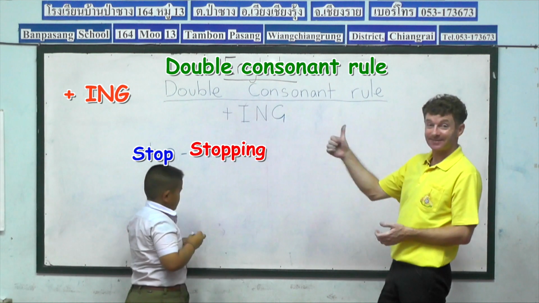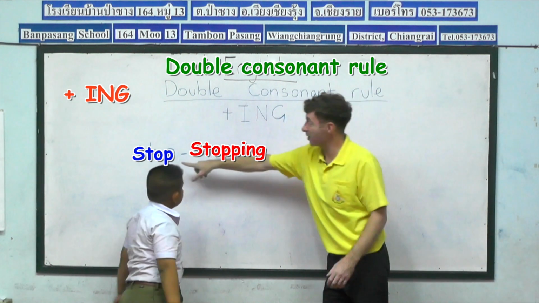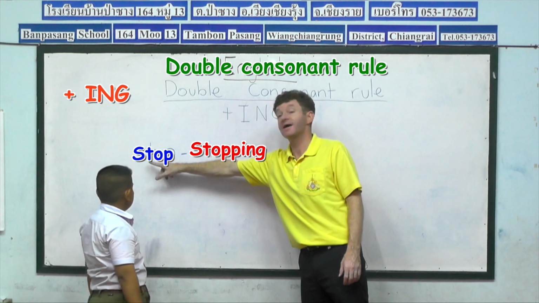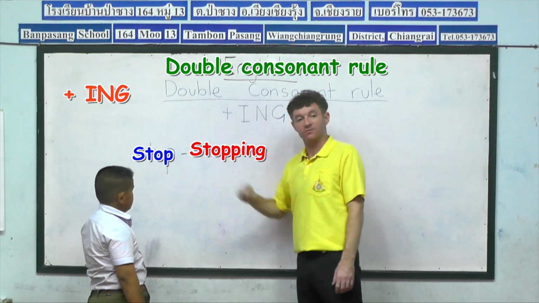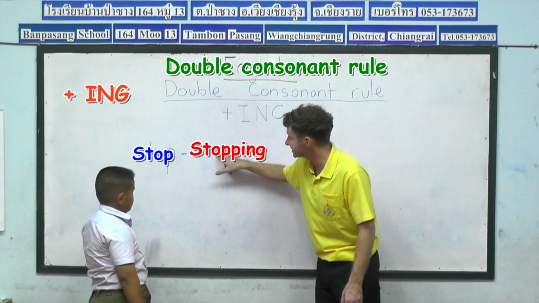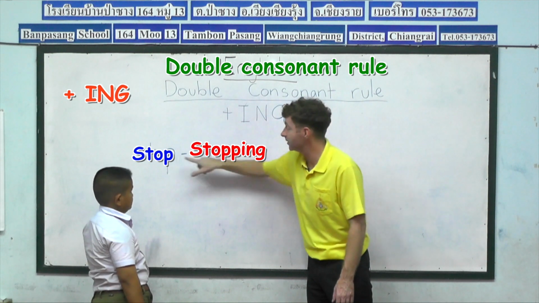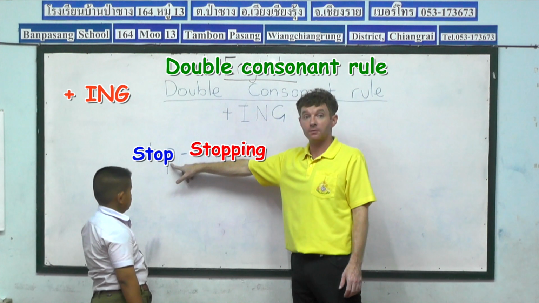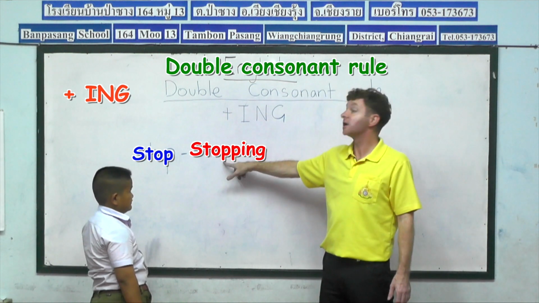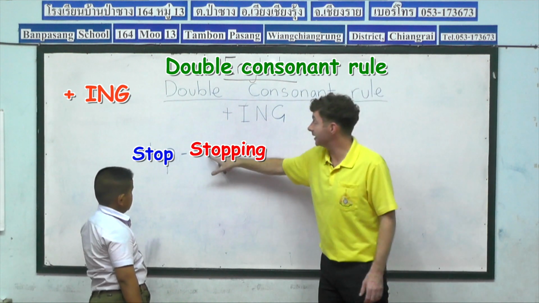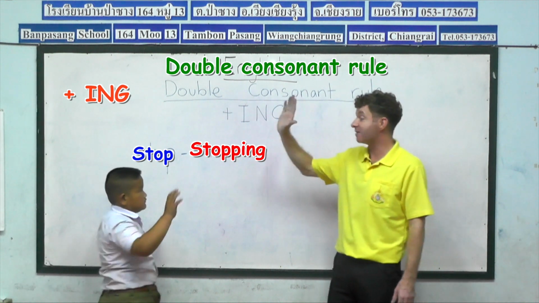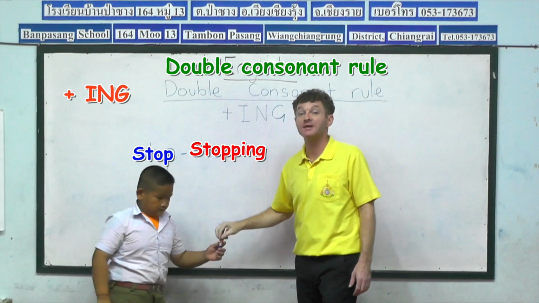Net, that's excellent. You see, Net has correctly understood. The verb ends consonant, vowel, consonant. So we need a second final consonant, which in this case is P. So we go from stop, stopping, using the double consonant rule. Net, that was brilliant. High five. Big round of applause for Net, please, guys.